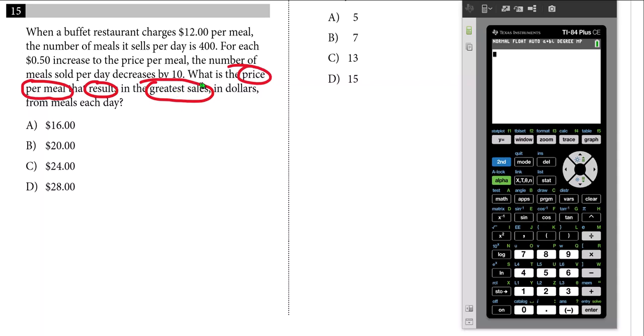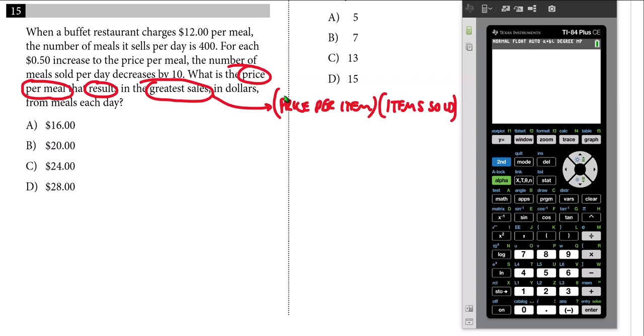So before we start, we should just point out, most students will understand this, but remember that sales, income, revenue, is always going to equal price per item, and then the number of items sold. So price per item times number of items sold will give you your sales.